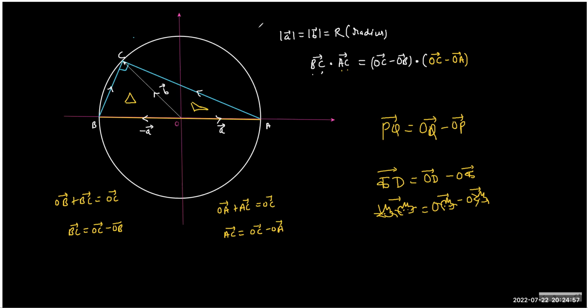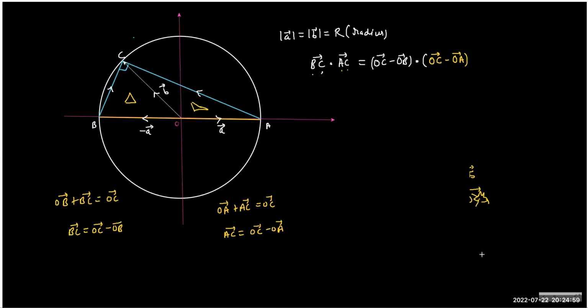Now, can I prove it? Yes, I can prove it. So let's write the dot. OC dot OC is OC square. Can I write OC square? See, magic: R square, because both are radius, no? So lengthwise OC square, where OC mod is how much? R, the radius. Can I write like this?